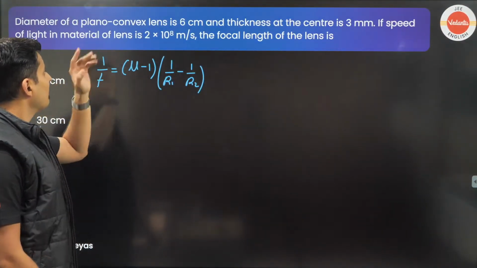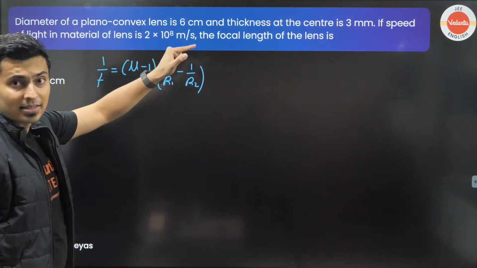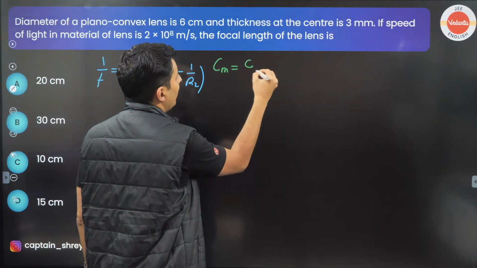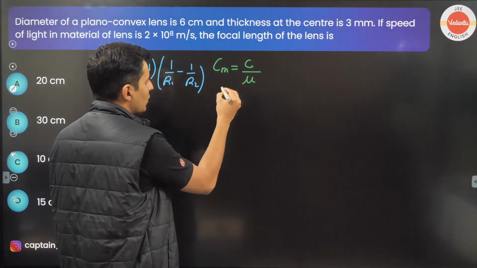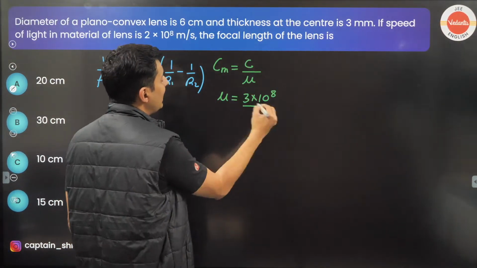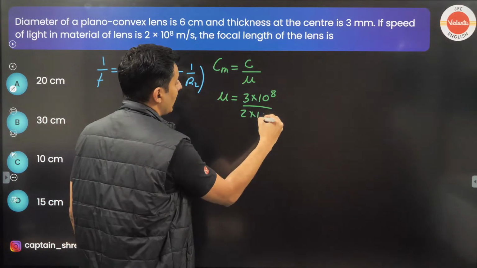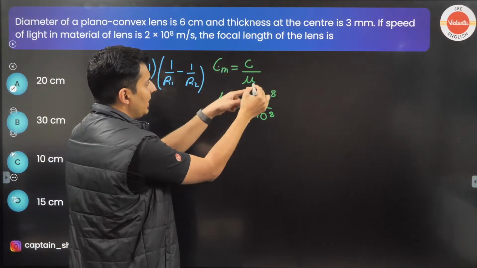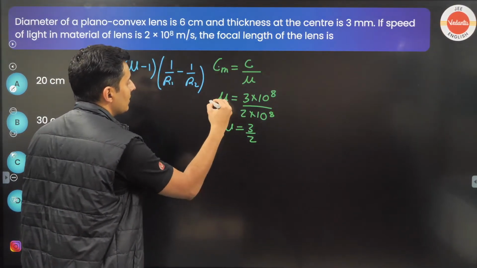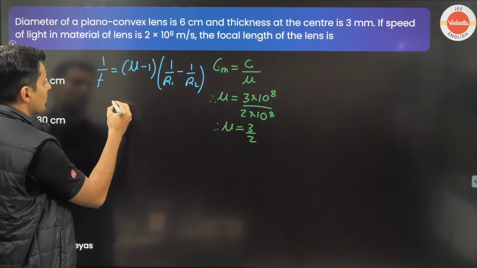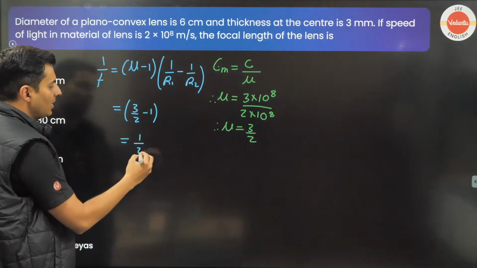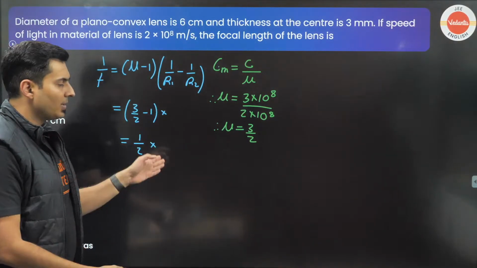Okay, let's start with refractive index. I know the speed of the light is given. So what I can do is speed of light in the medium is speed of light upon mu, correct? So basically mu will be 3 into 10 to the power 8 upon speed of light in the medium, which is 2 into 10 to the power 8. Bring mu on the top, bring c below. So this just becomes 3 by 2. So if mu is 3 by 2, I can just put that over here. So this will just become 3 by 2 minus 1. So this will just become half. Now what happens over here? That is something we need to see.